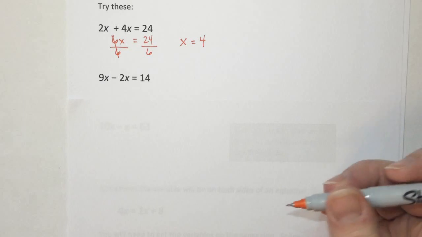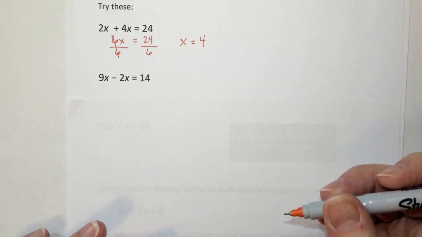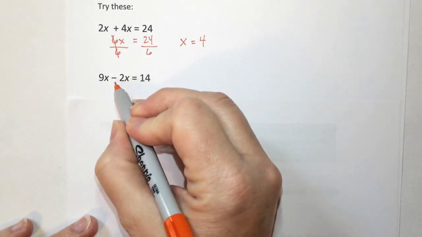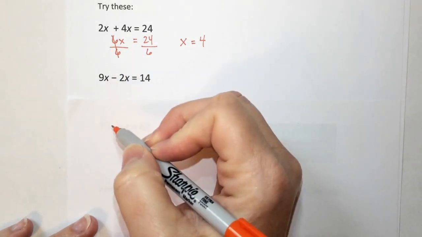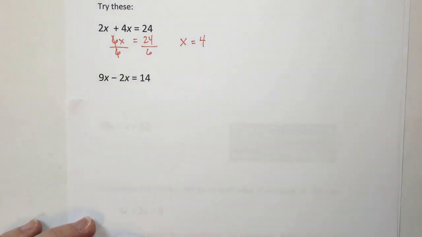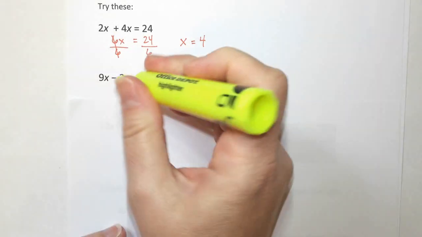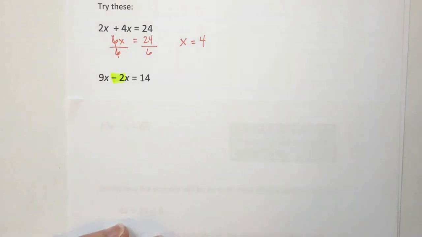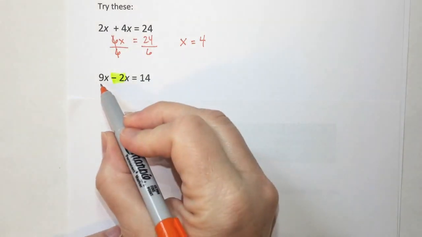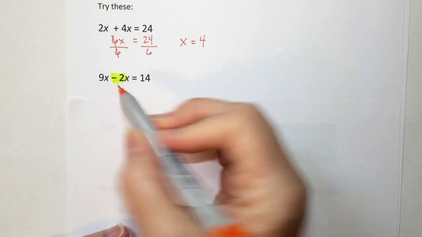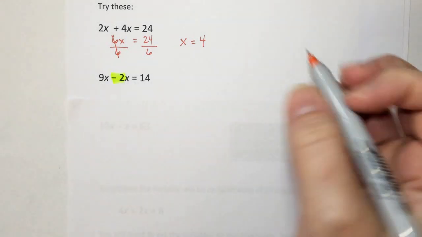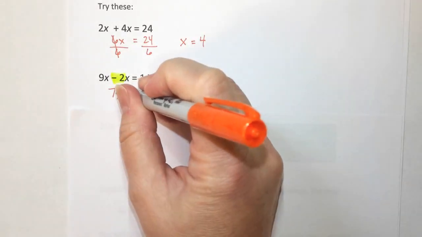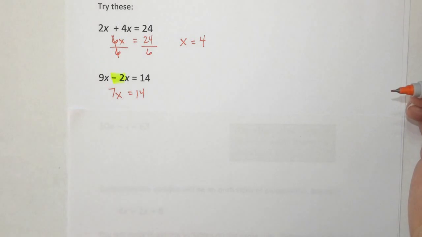Next problem. 9x minus 2x equals 14. Okay, so there's one difference here, and that's that you have a subtraction sign. That's going to have to go along with your 2. So when you're working these problems, make sure if you find your coefficient that you also notice if there's going to be a negative next to it. So 9x's minus 2x's, 9 minus 2 is 7. 7x's on the left equals 14.